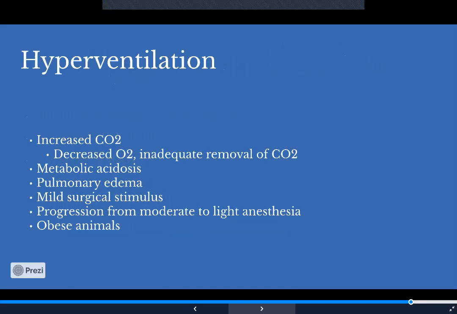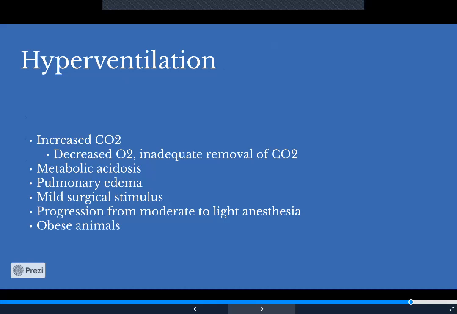Hyperventilation increases their cardiac output. It doesn't have an adequate amount of removal of CO2. It can make them become metabolic acidosis and give them pulmonary edema. They could have just mild surgical stimulus because of the hyperventilation. Like they could be slightly awake and feeling pain. So that's where we might need to intervene.